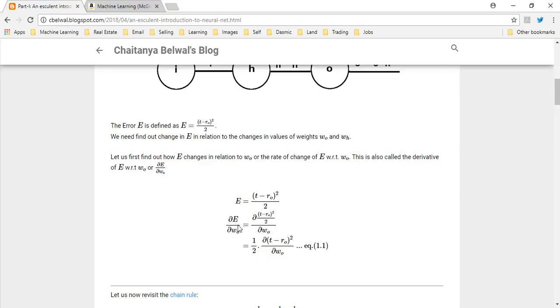Now in this case, since we have only one neuron, we can actually use a full differentiation. It really makes no difference, but I'm using the same terms that have been used in other machine learning books just to keep it simple.